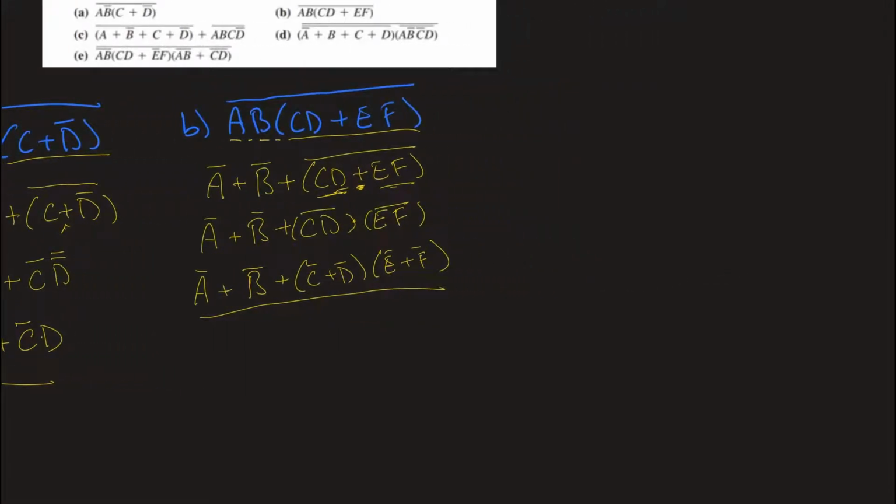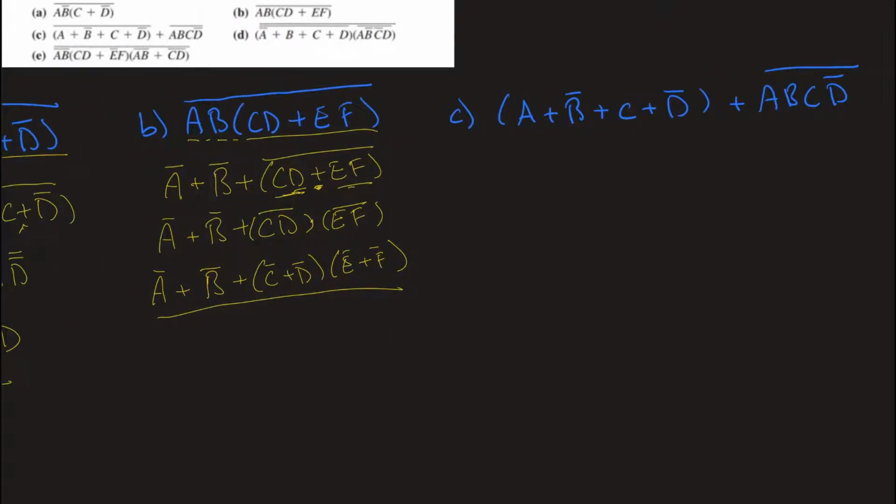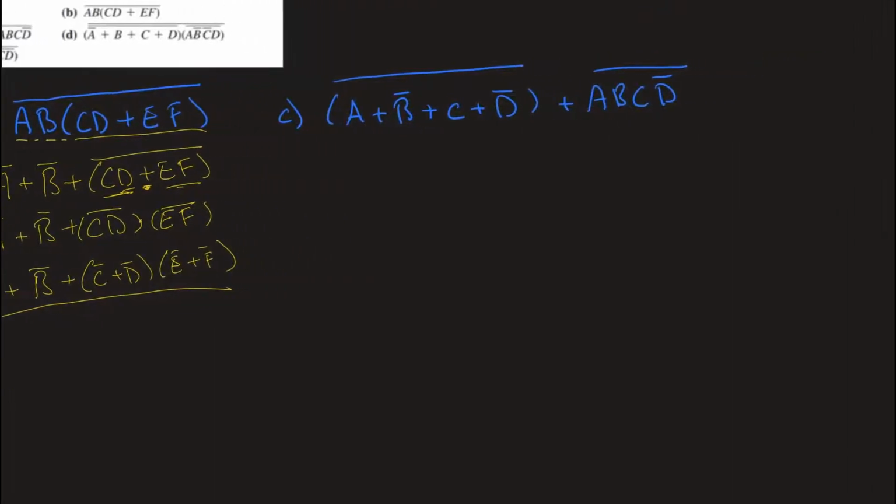Let me do a few more of these. So for C, I don't know, which ones do you want me to do? Which are the hardest? Maybe I should just do them all. For C, we had A or B naught or C or D naught, or A, B, C, D naught with the bar over it. And this had a bar over the whole thing. Alright, so a lot going on here, step by step.